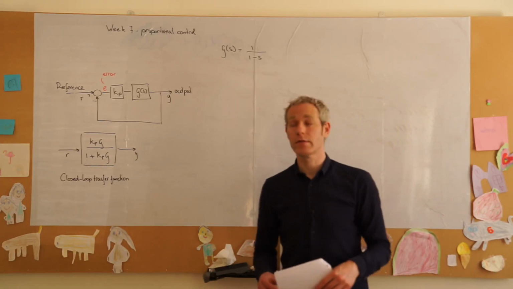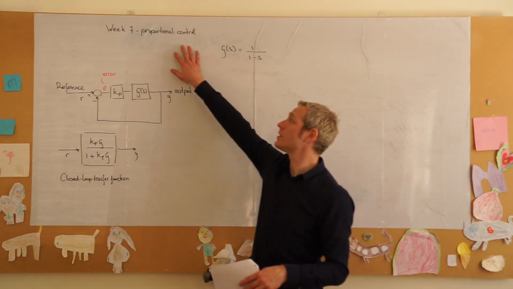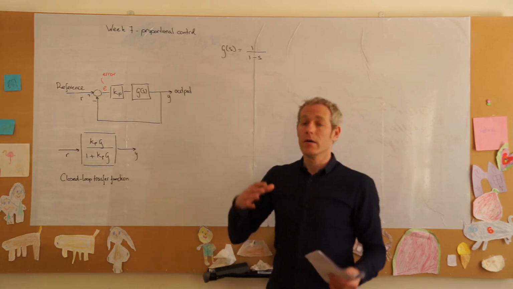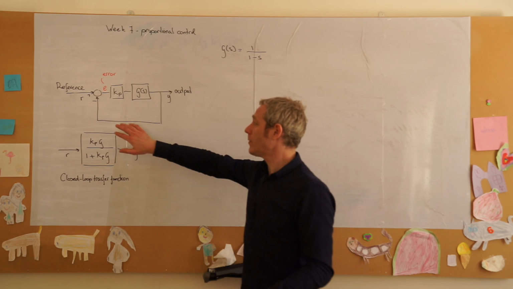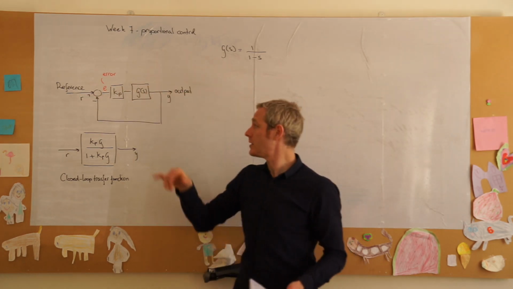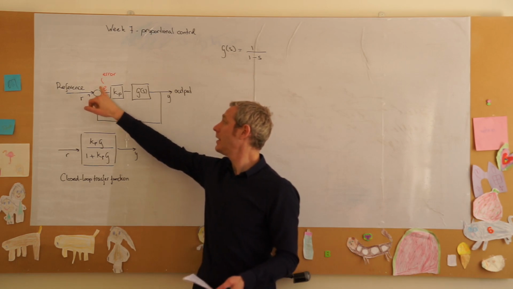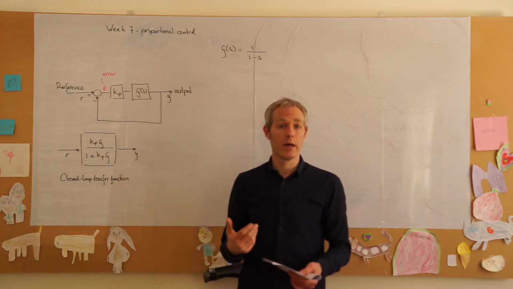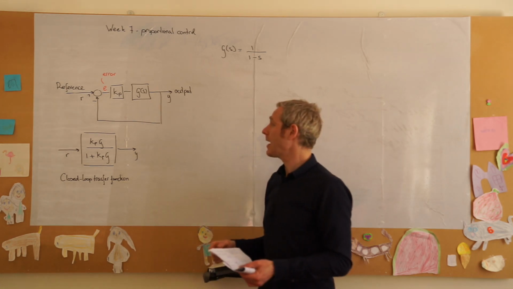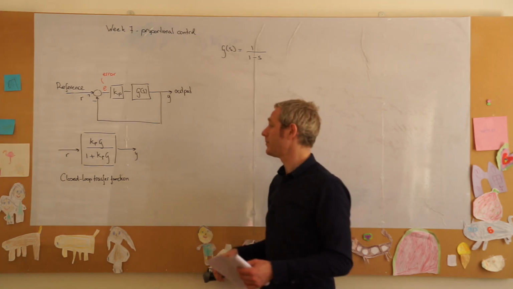Welcome to Automated Flight Week 7, where we will continue with some examples where we look at proportional control. What did the proportional controller look like? We have a reference and an output, which if we subtract them from each other, we have an error, which we multiply by our proportional gain Kp. We feed that into our system G, and this way we have a closed loop system.